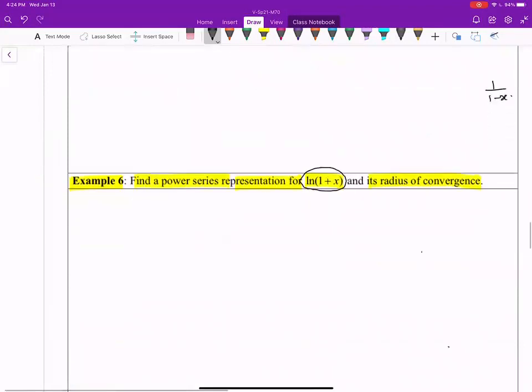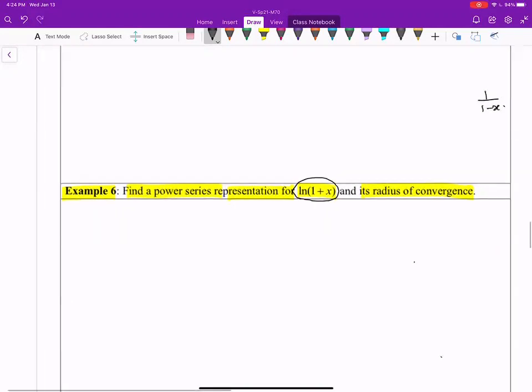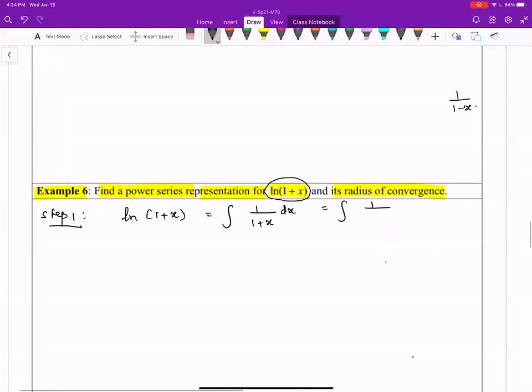And then the geometric series is the handy one for us. It's very helpful to use that representation. So we want to think how we can get ln of 1 plus x by either differentiating or integrating a geometric series. So we notice that ln of 1 plus x can be obtained by integrating 1 over 1 plus x. Right? What is ln of 1 plus x? It can be written as the integral of 1 over 1 plus x, which can be written as 1 over 1 minus of minus x dx.